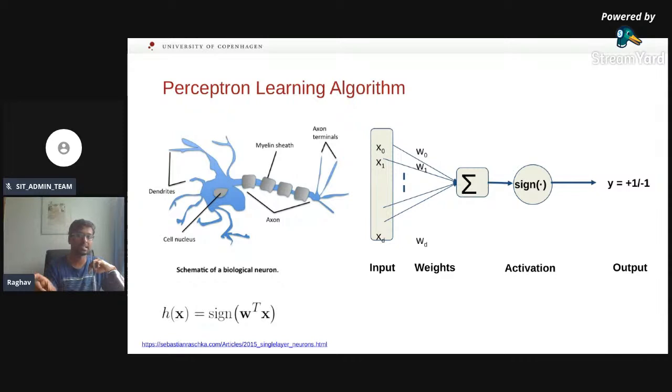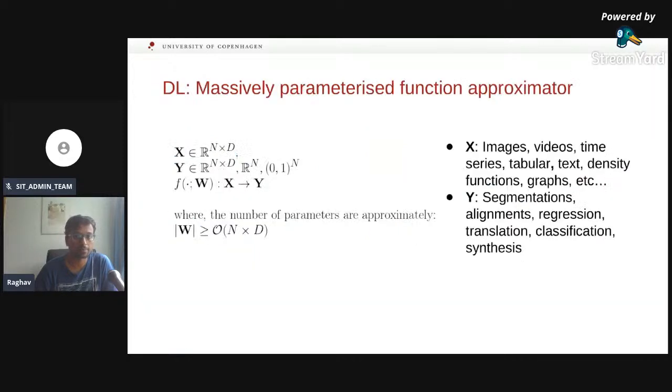So if you see now, this is very similar to what an individual biological neuron would be. The algorithmic equivalent of a neuron is a perceptron. All right, so that's the perceptron learning algorithm. The whole discussion about why we are doing neural networks stems from this very simple case, that we're trying to do something very similar to a simple single neuron. Now that's the perceptron learning algorithm.